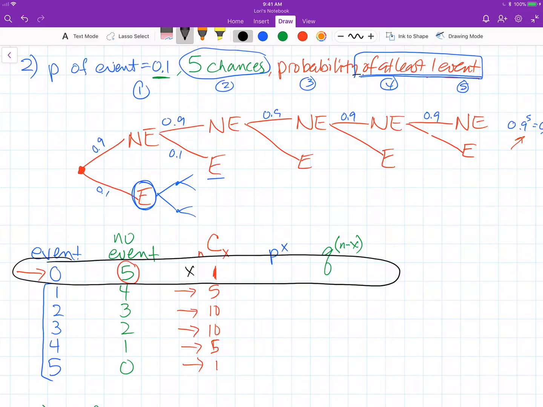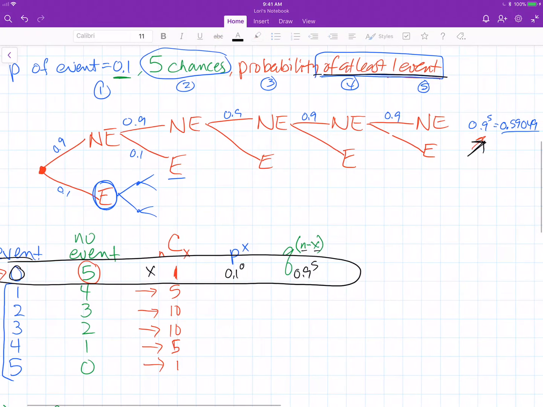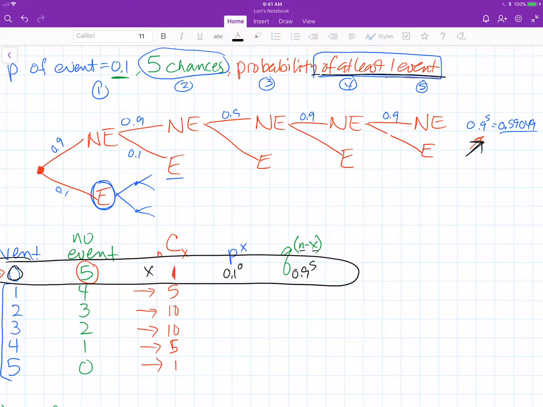The inverse of at least 1 event is 0 events, and so the probability here of the event is 0.1 taken to the x, where x is equal to 0, and this is 0.9 taken to the n minus x. In other words, 5 minus 0 is 5. And so we end up with the exact same calculation that we did over here, 0.59049.